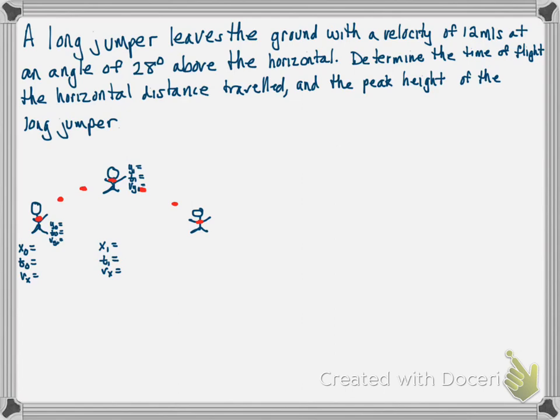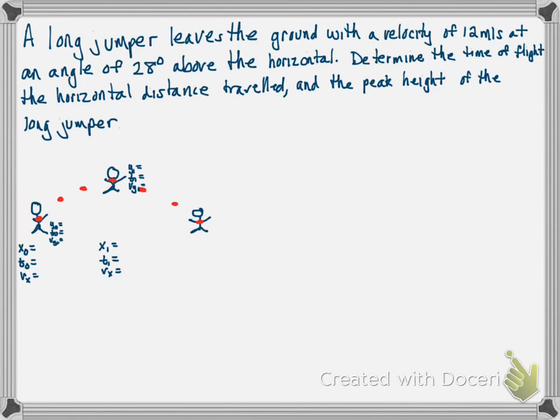So the peak height will happen when the long jumper is up at the highest point. And we know that at the highest point is a turnaround point, and so that means that the velocity in the y direction will be 0 up there, so that'll make that point easy. So if I can find the time that it takes to get up to the highest point, then because this motion is symmetrical, the time up equals the time down. So the time it takes to get to the highest point times 2 would give you the time of flight.